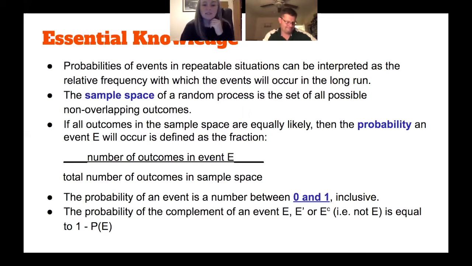If all outcomes in the sample space are equally likely, then the probability an event will occur is defined by this fraction: the number of outcomes in event E divided by the total number of outcomes in the sample space. All right, we really need to Mr. Bobby Eyes this. When I want to figure out the probability of something, I just need to figure out all the ways that what I want to happen can happen, and then divide by all the ways that things could go down. So it's what I want divided by what could happen. Right.